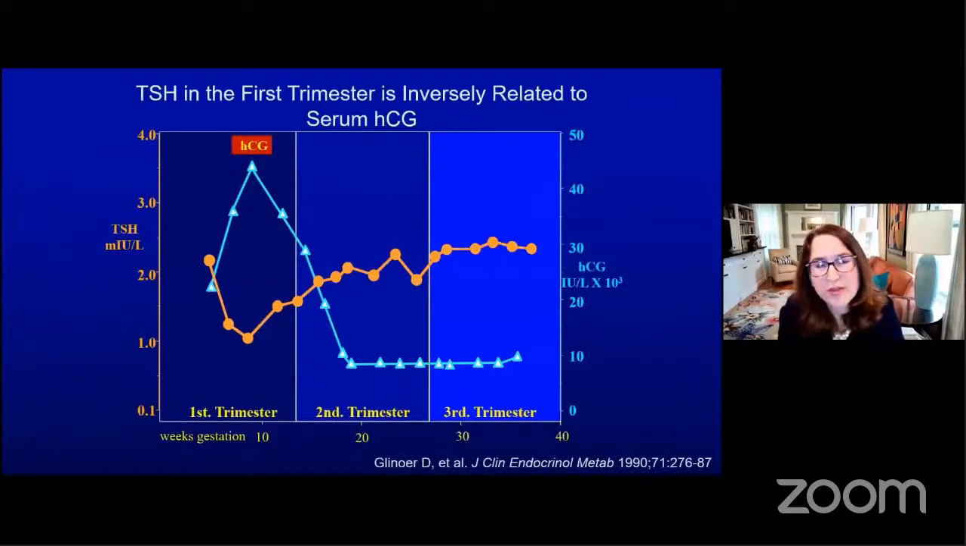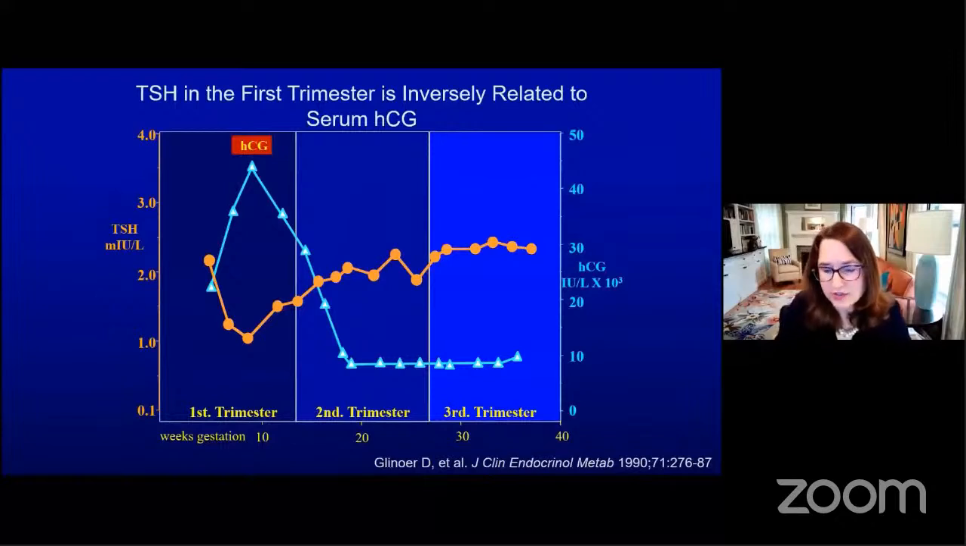So to start with, it's not generally appropriate to use non-pregnancy reference ranges for monitoring thyroid function in pregnant women, because pregnant women have thyroid function that shifts across the course of gestation. And one of the key drivers of that shift in early pregnancy is human chorionic gonadotrophin. So HCG levels rise until about week 10 or 12 of gestation and then start to decline again.